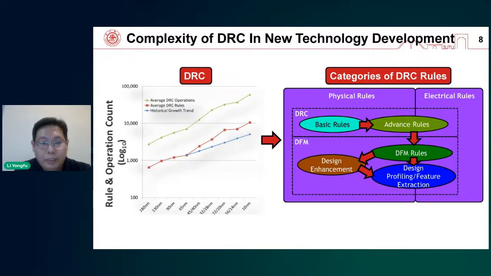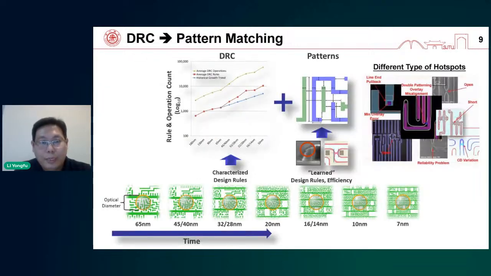Generally, design rules have evolved with the new concept of DFM. So we have basic rules that become more and more sophisticated. We can also use physical design rules to enhance the design or to do design profiling. And with that, the coding levels have become harder. That's why this pattern matching technology came into our EDA space.